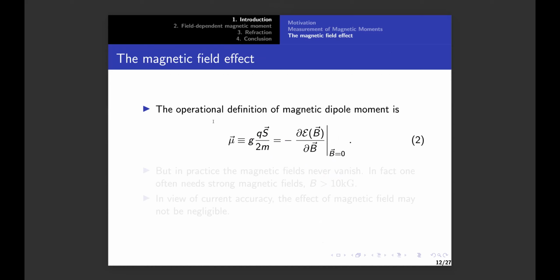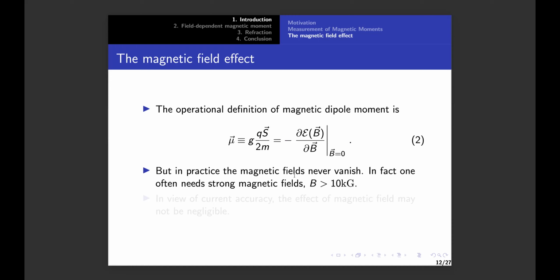So let me talk about the magnetic field effect. The operational definition of magnetic dipole moment is given by this. This is the definition of the magnetic moment, the g-factor. If you apply a B field, then the energy level of this particle will shift like this. And then you take this B field to be zero, because this has to be independent of external parameters.